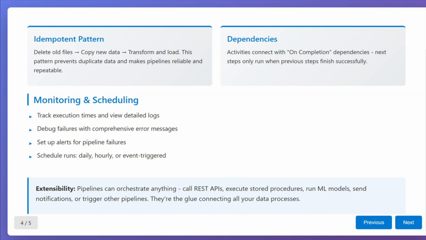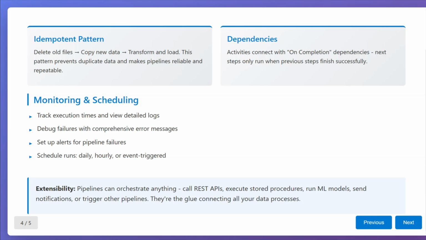Fabric pipelines offer monitoring. We can track execution times, we can view logs, debug features, and even set up alerts. For production scenarios, we can add scheduling, like run daily, hourly, or triggers on events. The real power emerges when you realize pipelines can orchestrate anything: call REST APIs, execute stored procedures, run machine learning models, send notifications, or trigger other pipelines. They are the glue that connects all your data processes.